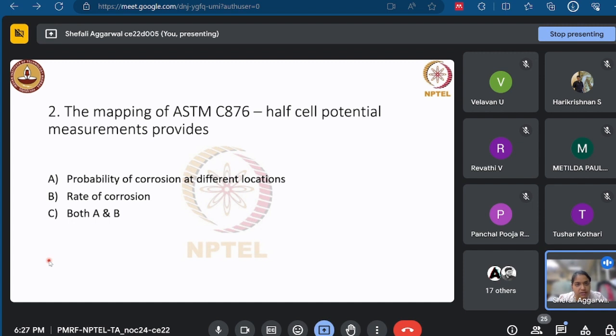Normally, our reference electrode will have a particular potential. So based on that, we will get the potential difference value. So for this potential difference value, we say that if it is more negative, minus 400, minus 500, then we are telling that there are chances of more corrosion. So this is the most basic test we are doing on site to test corrosion. So based on that, does anybody want to guess what the answer can be?